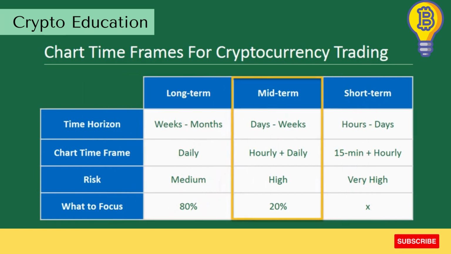If you're a medium-term investor and your investment horizon is from several days to several weeks, you can use both hourly and daily charts. But remember, there's no low-risk option when it comes to cryptocurrency trading, as the market is very volatile. And if you're a short-term trader and you want to continuously buy and sell cryptocurrencies, you can use 15-minute and hourly charts. But I don't recommend day trading cryptocurrency because the market price fluctuates wildly over time, so you can lose your money very quickly.